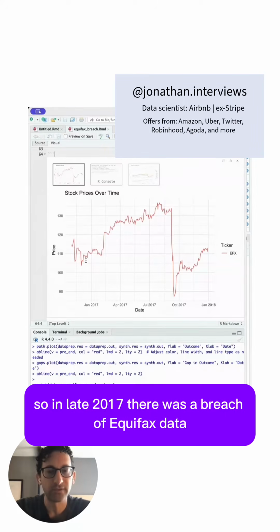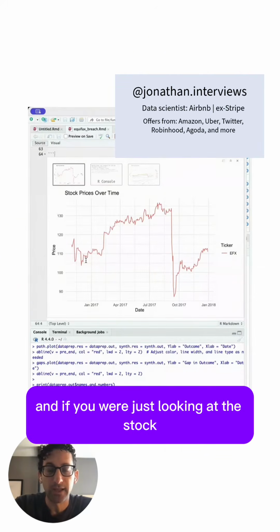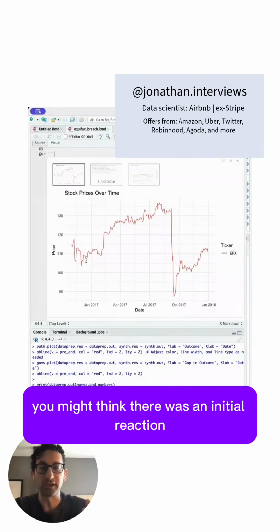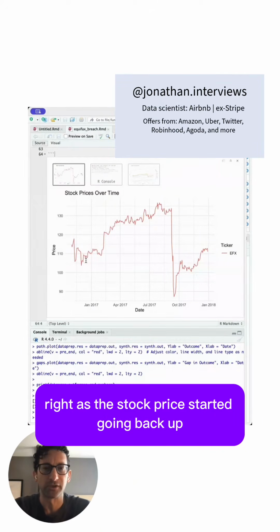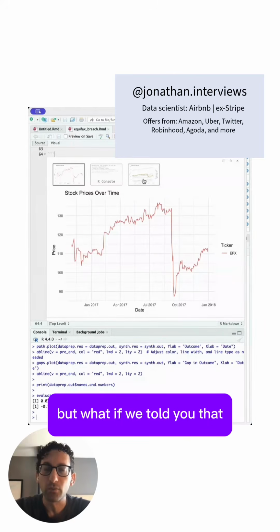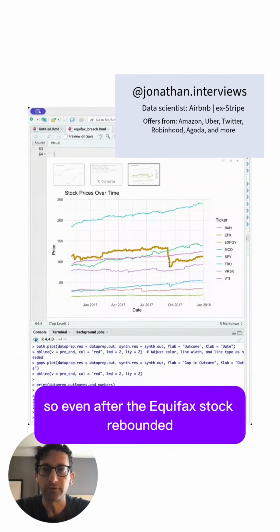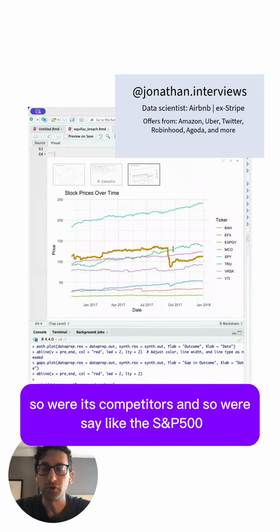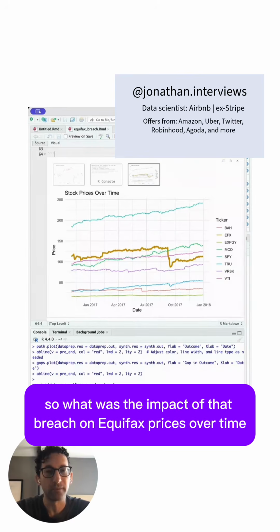So in late 2017, there was a breach of Equifax data and the stock price plummeted about $40. And if you were just looking at the stock, you might think there was an initial reaction and then that reaction got muted over time, right, as the stock price started going back up. But what if we told you that the whole market started going up as well? So even after the Equifax stock rebounded, so were its competitors and so were, say, like the S&P 500. So, what was the impact of that breach on Equifax prices over time?